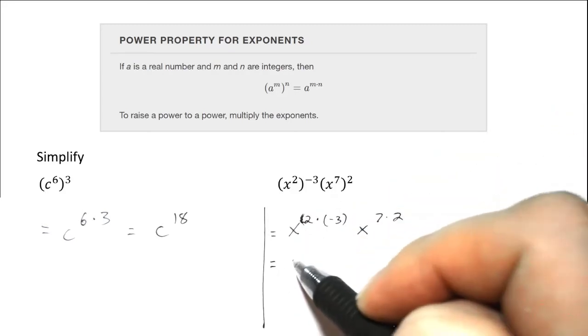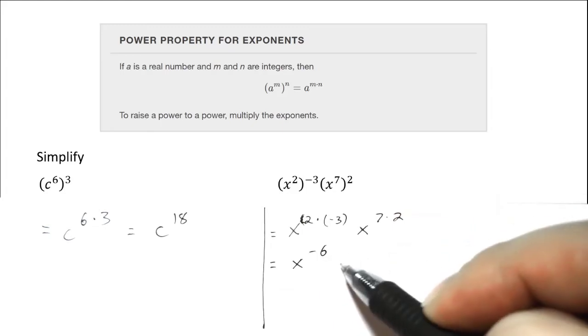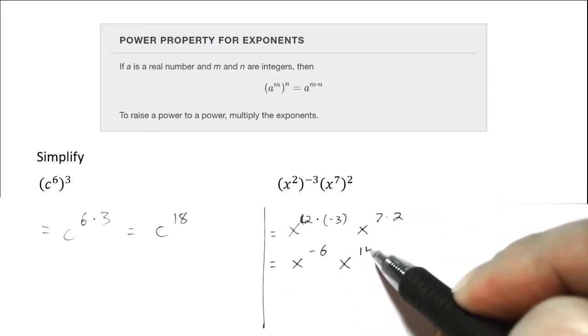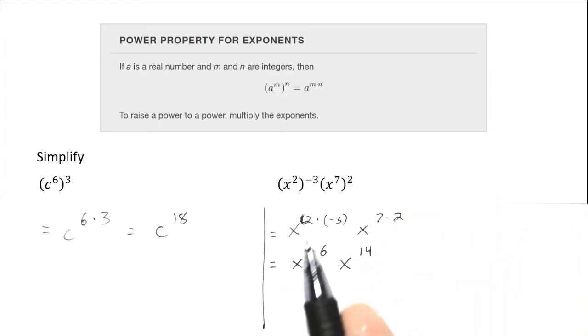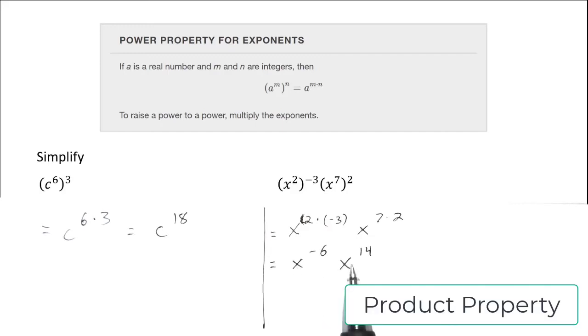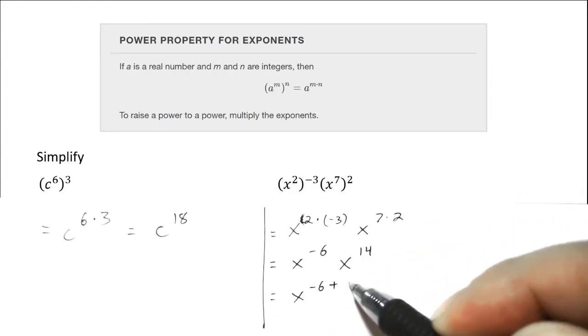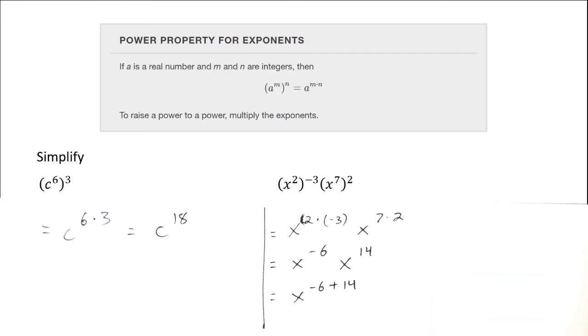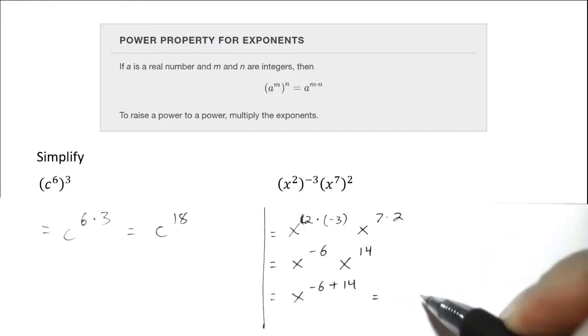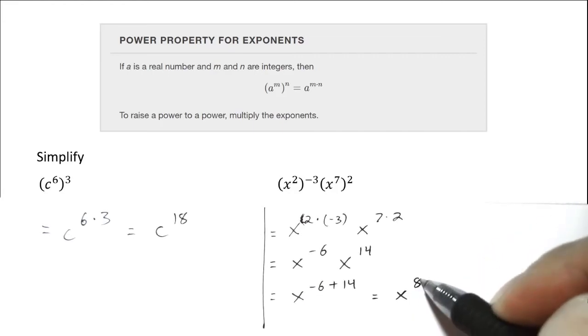Well, what's this? It's x to the negative 6 times x to the 14. Just multiplying these numbers together. Now what can we do? Well, remember we had that property a while ago. It says if we multiply the same base with different exponents, we add the exponents. So this is x to the negative 6 plus 14. And that is, of course, x to the 8.